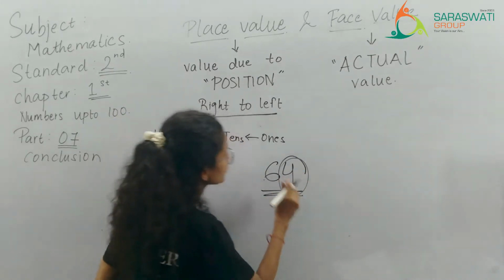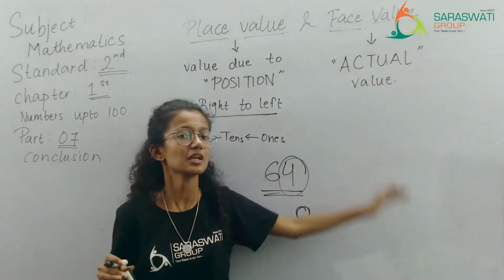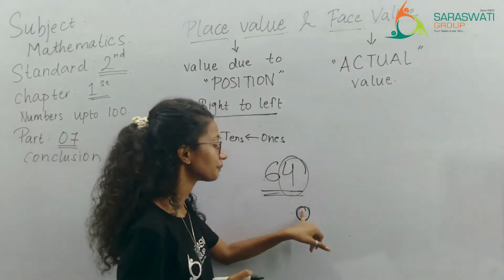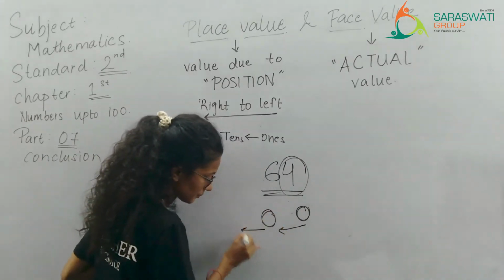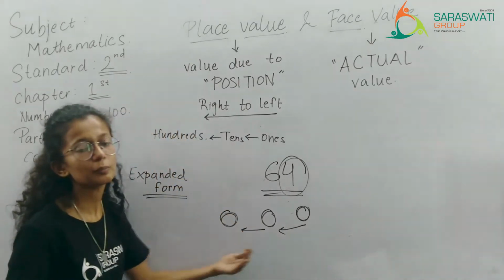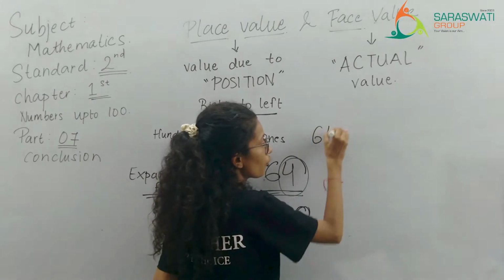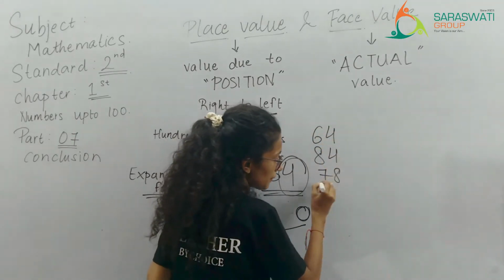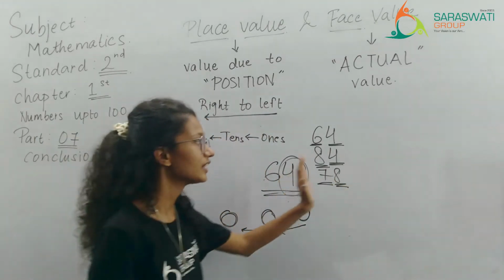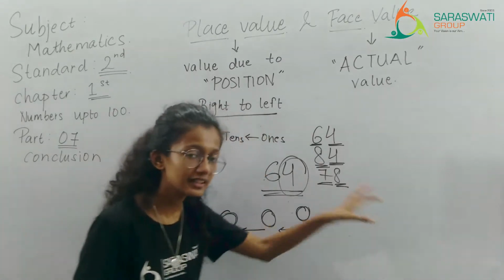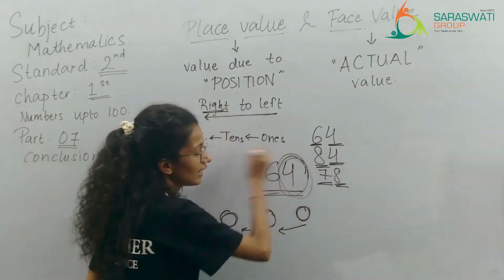We need to start from right to left. This is the right side for everyone, as you see on the screen. So you need to start from here, then move one step ahead, then this, one more step ahead, then this. This is the direction in any number. How do we write numbers? We write numbers from left to right. 64, 84, 78: first we write on the left, then on the right. But here, for counting the place value, we need to start from the right, from the last digit.